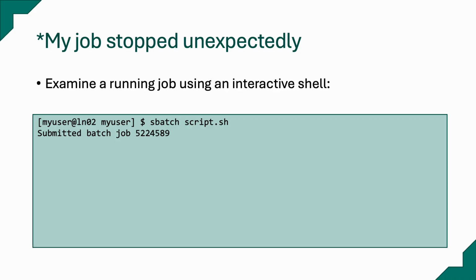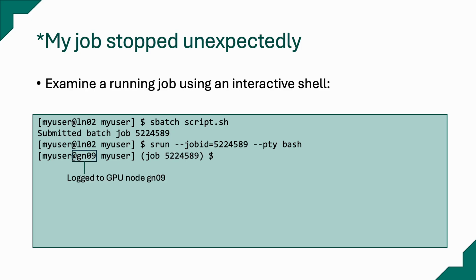Another option for diagnosing what is happening when a running job stops unexpectedly is to resubmit it. Then you can run the following command. This will place your shell on the head node of the running job. In this example, my running job is executing in compute node number 9. From there, you can run some commands to examine what is happening with your job while it runs before it crashes. One of those helpful commands is top.